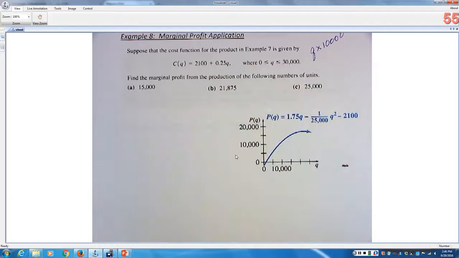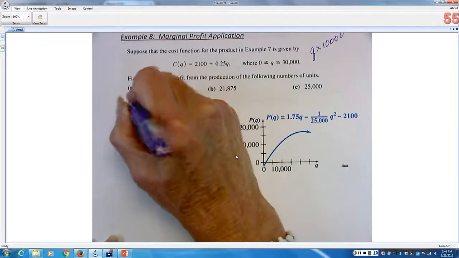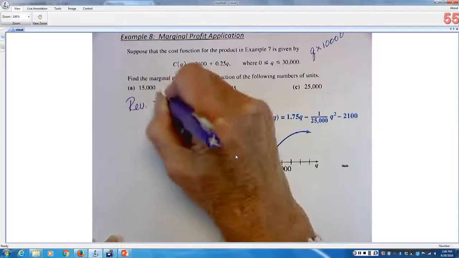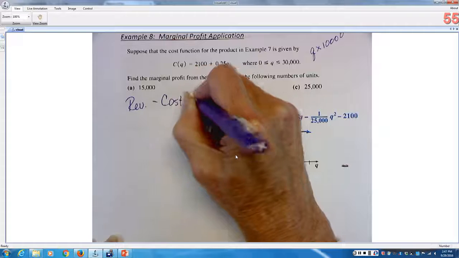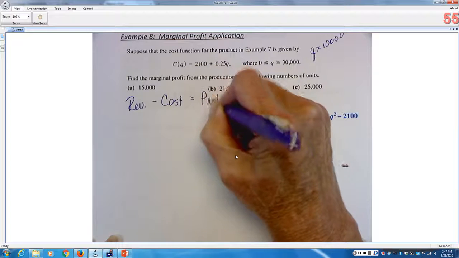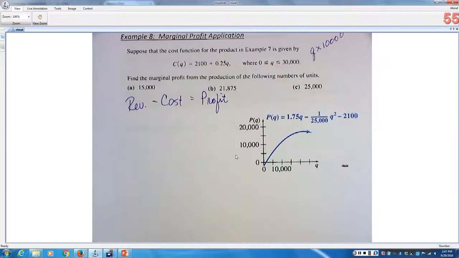How do you find profit if you've got revenue and cost? Exactly. What does that mean if your profit's negative? You're not doing good. You need to rethink what you're doing. Okay? And it can become negative.